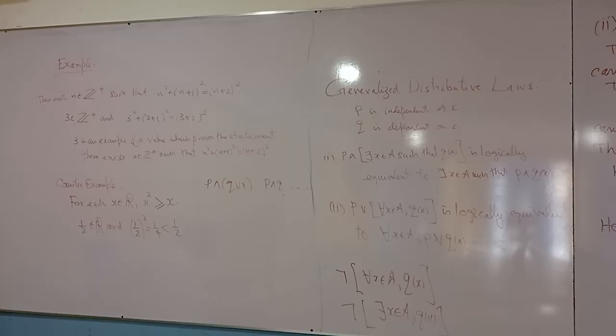Proof of a conjunctive statement. A conjunctive statement is P and Q. How do you prove P and Q?